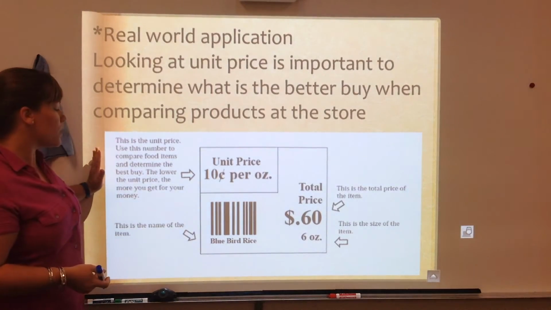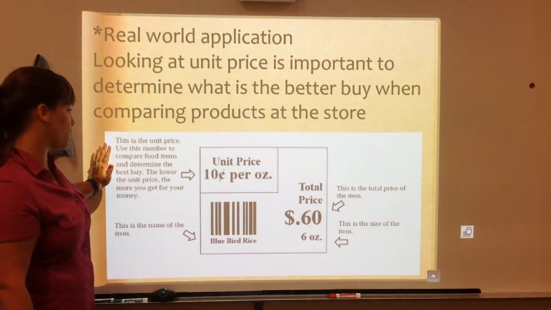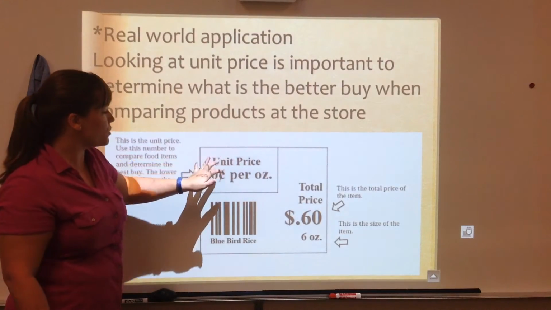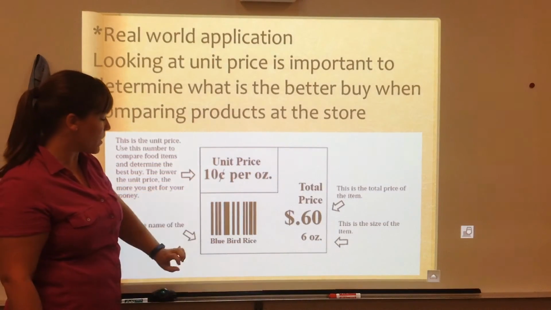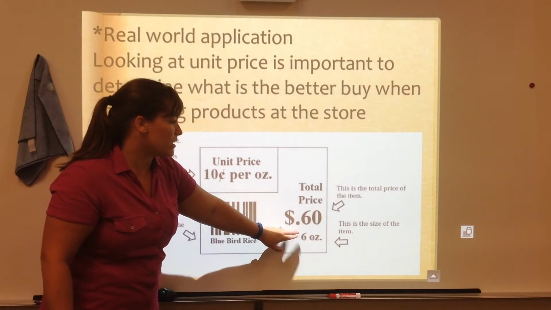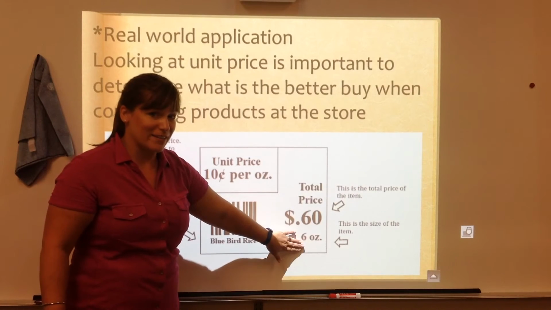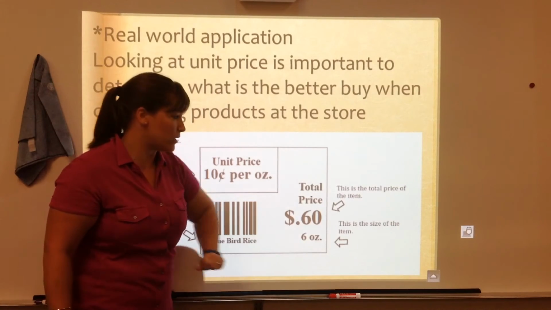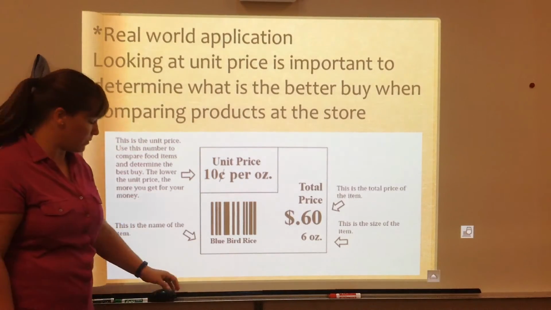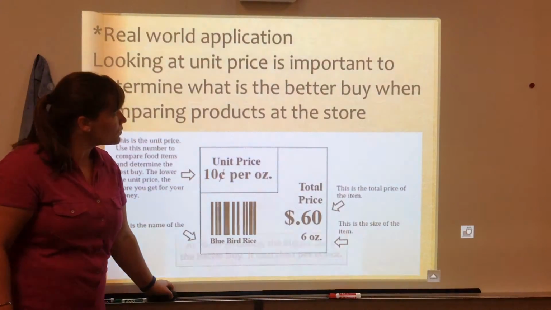So here's a little map so that you can understand what you're looking at when you're in the store. The unit price is usually over on the left, top left. There's the barcode and the name of the item, and then it has the total price here. Often it will give you the size. That's important to take into consideration as well when you're comparing products. The size, the unit price, and how much it will cost you.